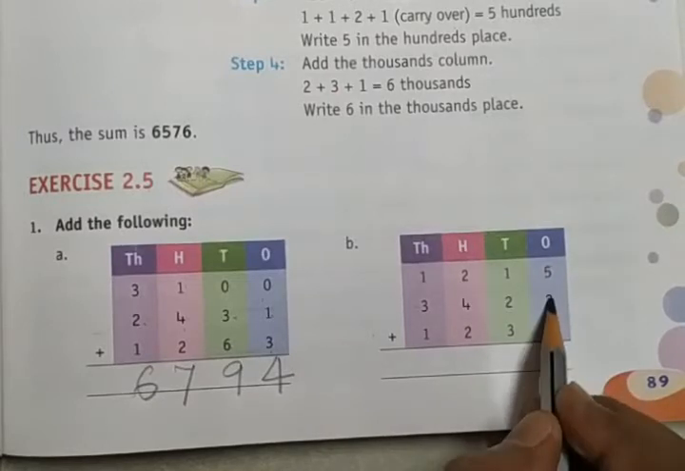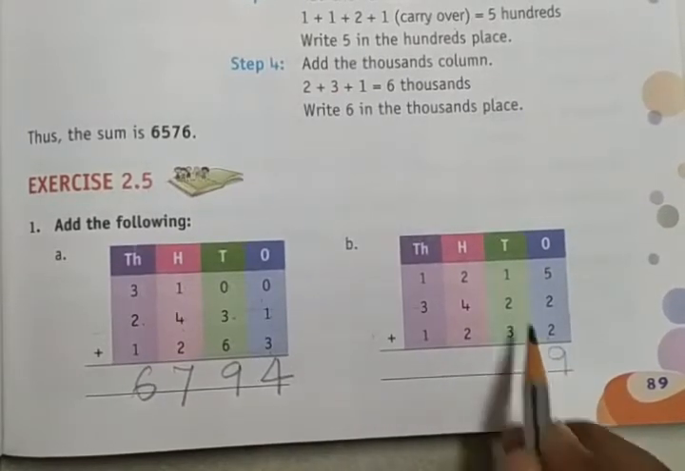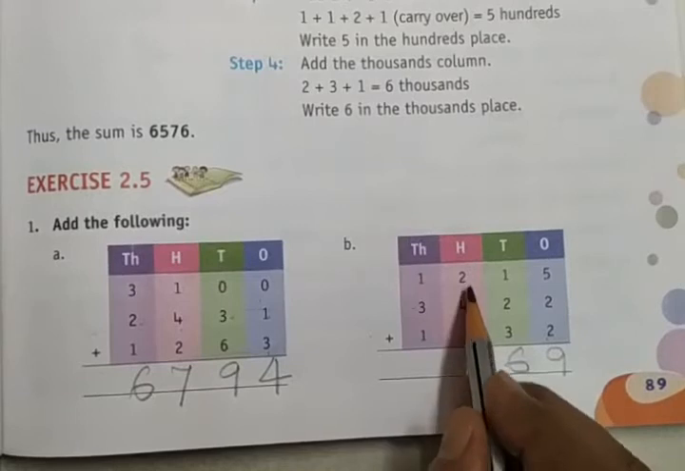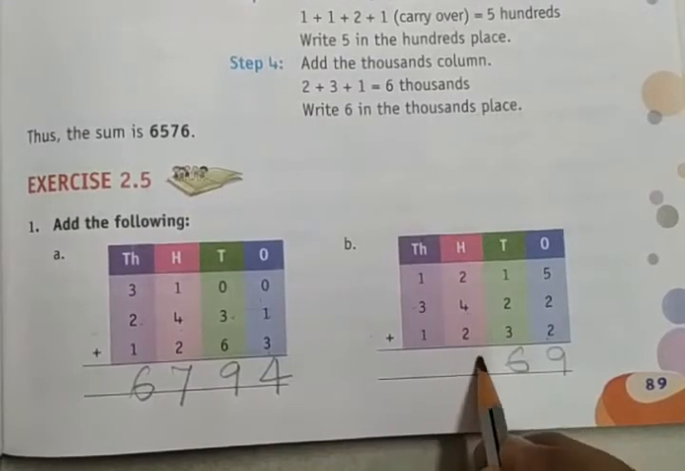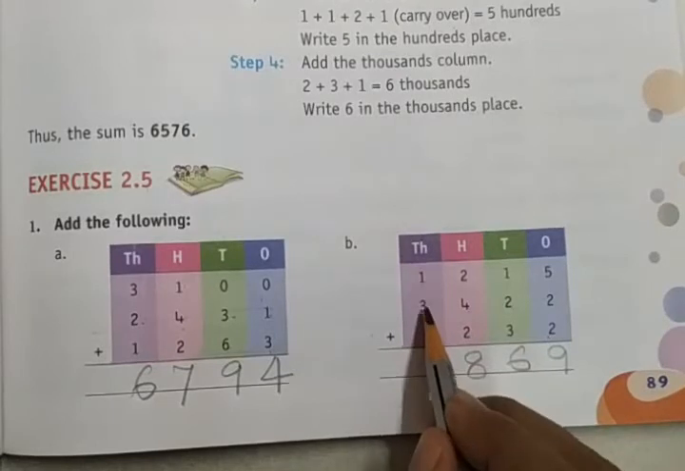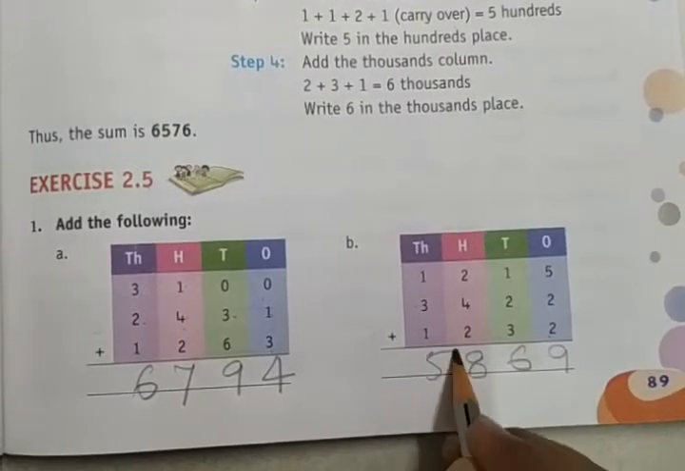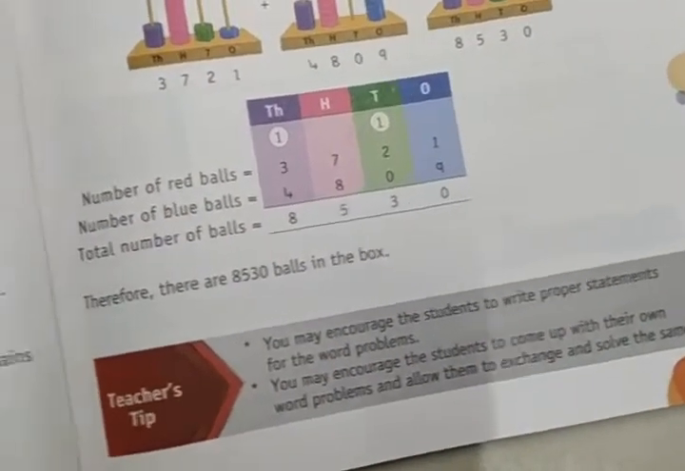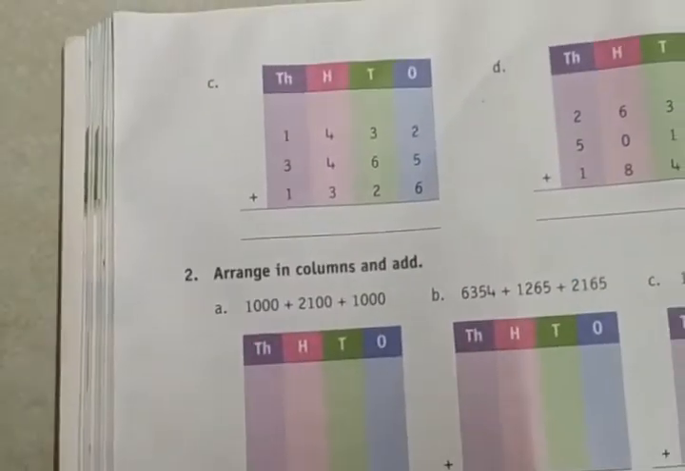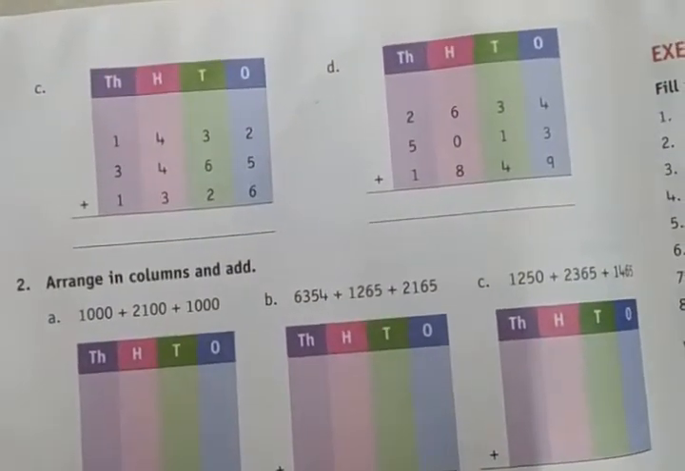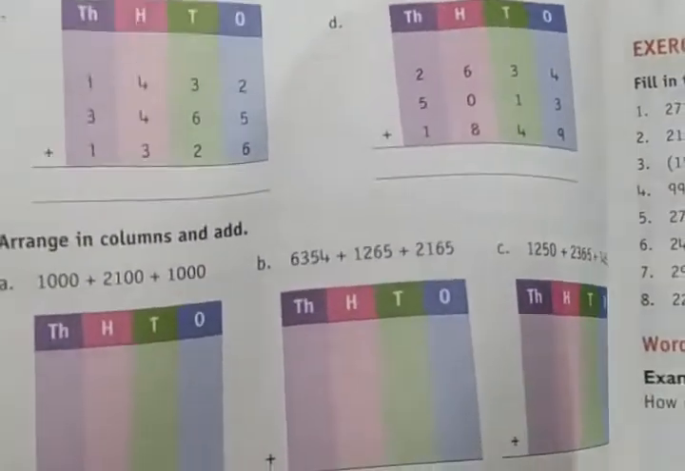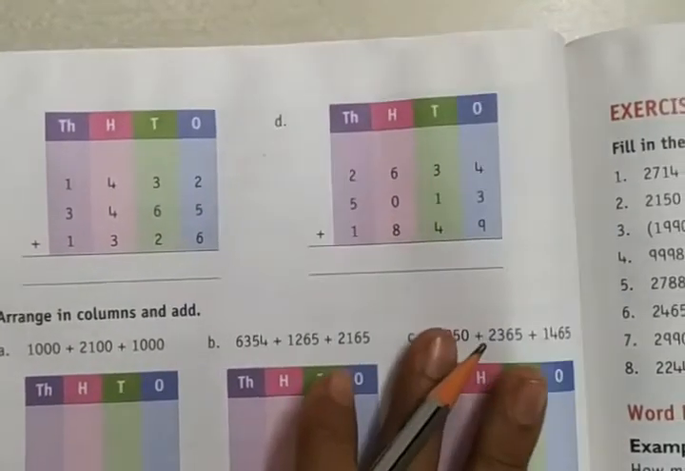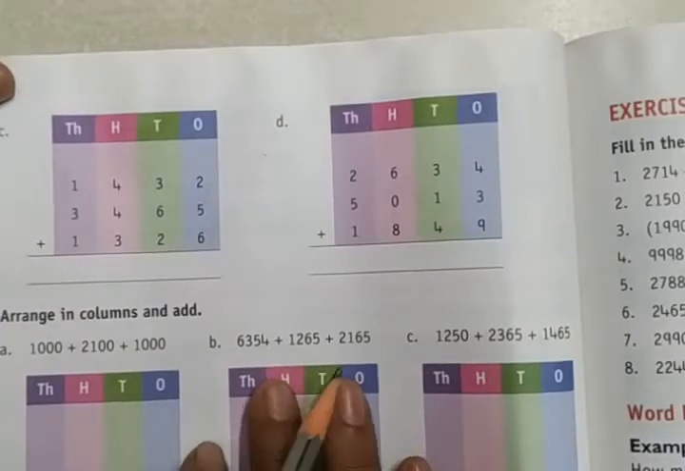Next is 5 plus 2 plus 2. 5 plus 2 is 7. 7 plus 2 is 9. 1 plus 2 is 3. 3 plus 3 is 6. 2 plus 4 is 6. 6 plus 2 is 8. 1 plus 3 is 4. 4 plus 1 is 5. That's it. Okay. So now let's solve some more examples based on the same concepts, the addition of 3 4-digit numbers with regrouping and without regrouping. Both examples are in the same exercise.